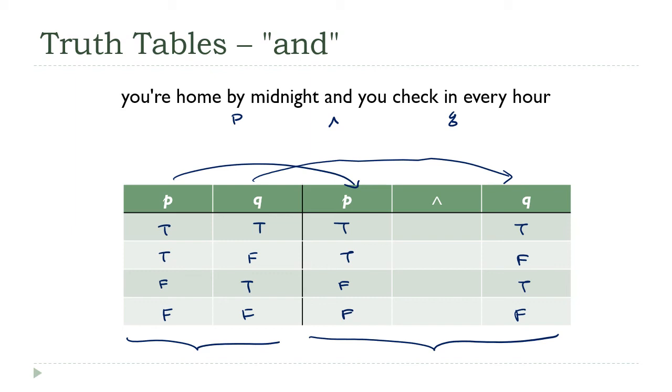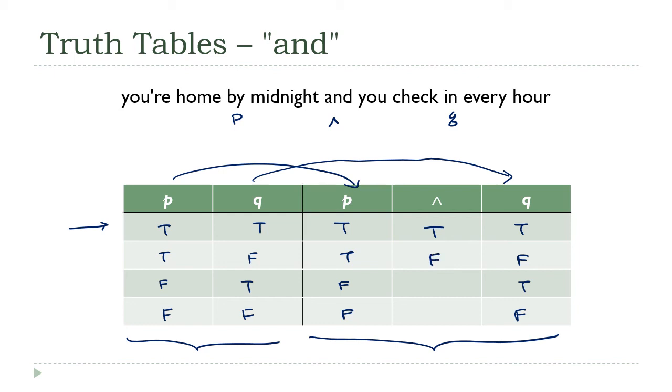So this time you were told to do both things. Be home by midnight and check in every hour. So again, on the first row, you did both. That's a good outcome. That's going to be true. Now on the second one, you only did one. You were home by midnight, which is awesome, but you did not check in every hour like you were supposed to. This one is going to be false.